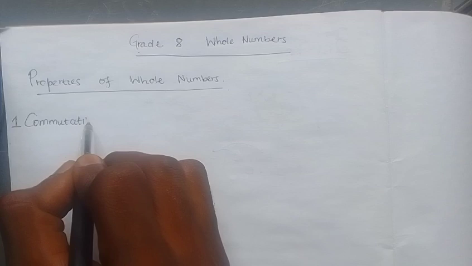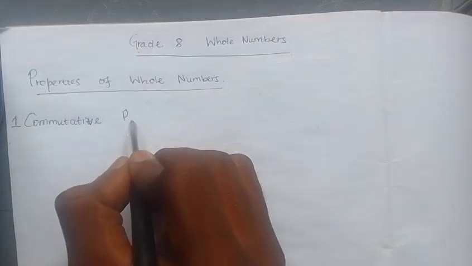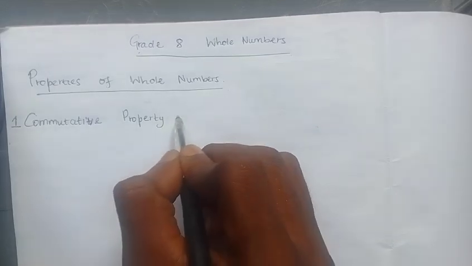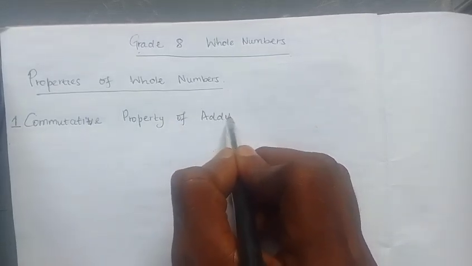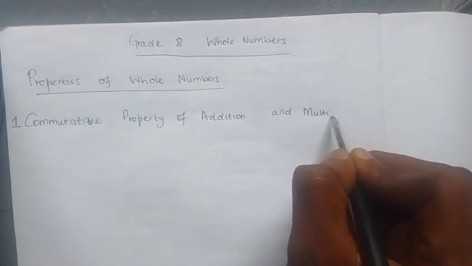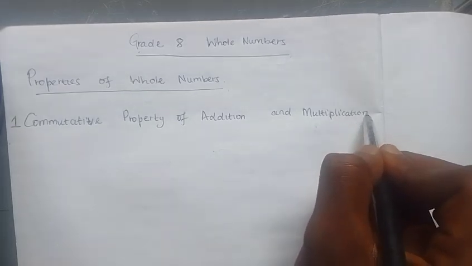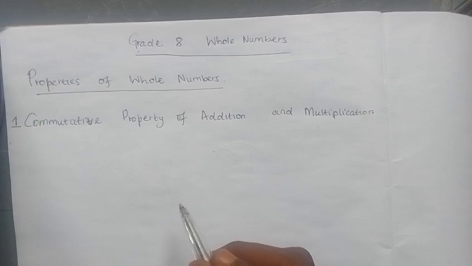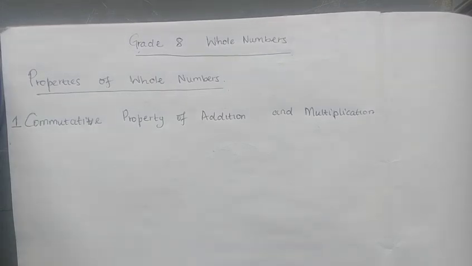Commutative property of addition and multiplication. We say that addition and multiplication are commutative, meaning they are numbers that can be swapped around and their order does not change the answer. This does not work for subtraction and division, however, it only works for addition and multiplication. Therefore, it is commutative property of addition and multiplication.